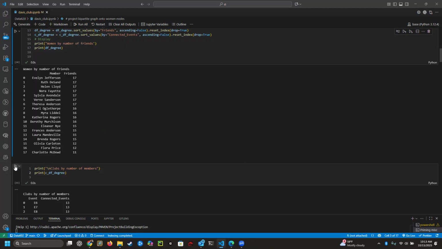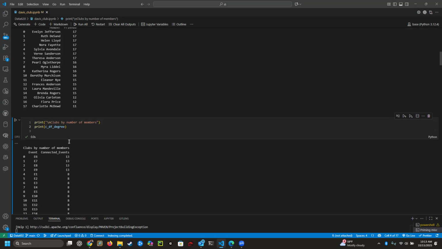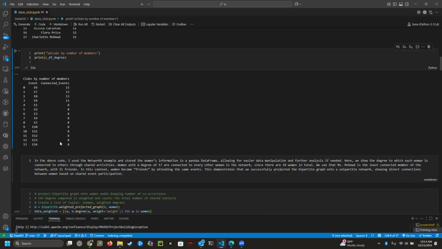Okay, and then we do the same for clubs. It's the same thing in our projected graph for the clubs or the events. The clubs are connected if they share at least one common member. And so we see that events 6, 7, 8, and 9 are connected to all other events, since there are 14 total events in the data set.